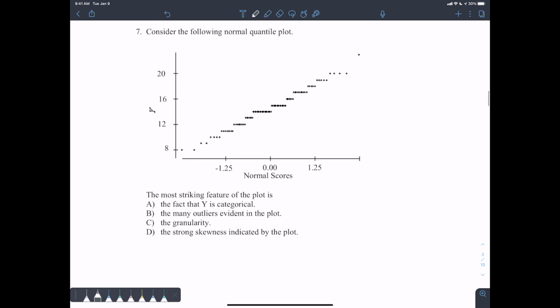All right, so question 7. The most striking feature of this plot is what? So the fact that y is categorical. Y is not categorical. It is quantitative because it is numerical. So it's not categorical. That's not the answer. There are many outliers evident in the plot. I mean, there's really not. You look at this, that's pretty solid.